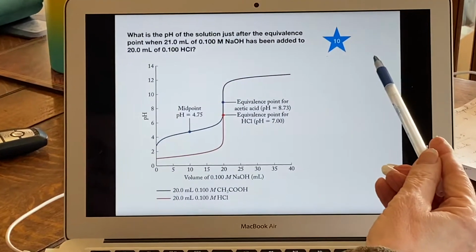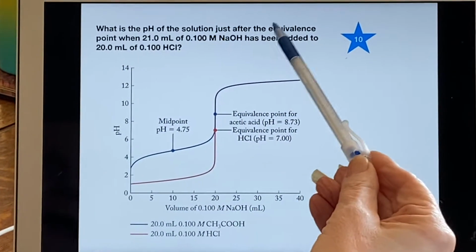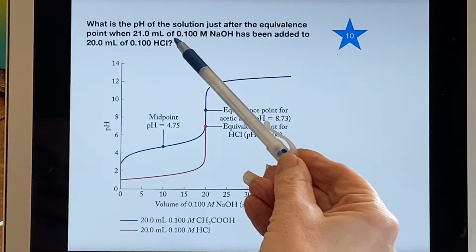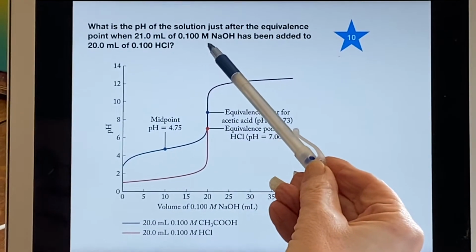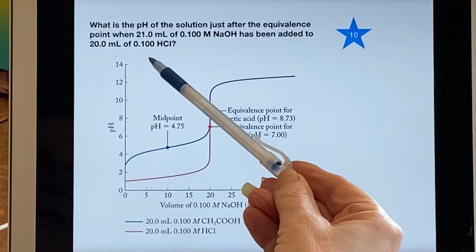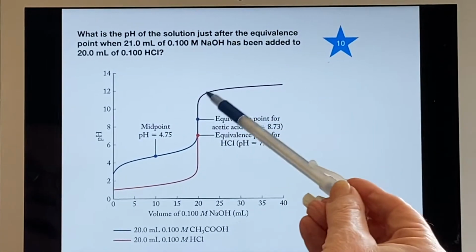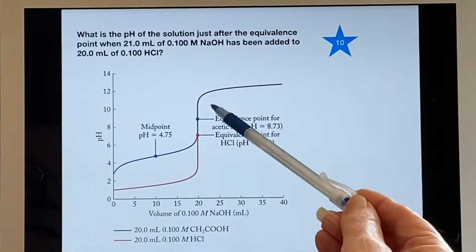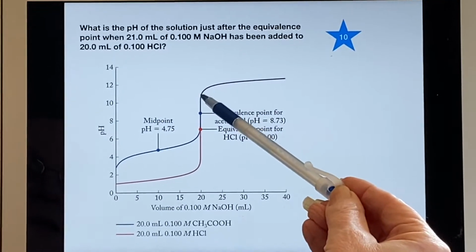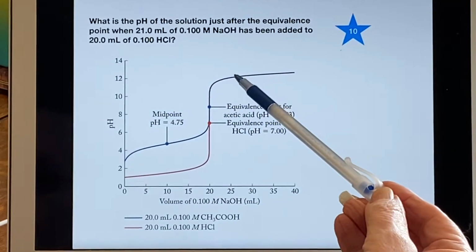Star 10. We have a question. What is the pH of the solution just after the equivalence point when 21 milliliters of 0.1 molar sodium hydroxide has been added to 20 milliliters of 0.1 molar hydrochloric acid? We're on this purple section then at 21. It's somewhere up here. Okay, they had to make it so that we couldn't just read it off of here. We're supposed to calculate it.